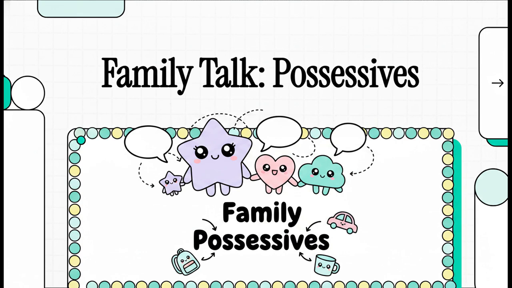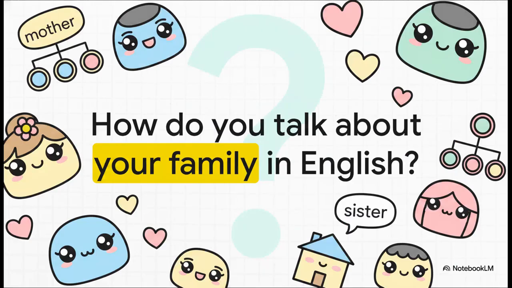How do you say things like my mother or his sister when you're speaking English? Well, to do that, we need to learn some special words. We call them possessives. So, just think about that for a second. If you want to introduce your family, how do you do it? How do you show that this person is your mother or that person is your brother? Let's figure it out together.